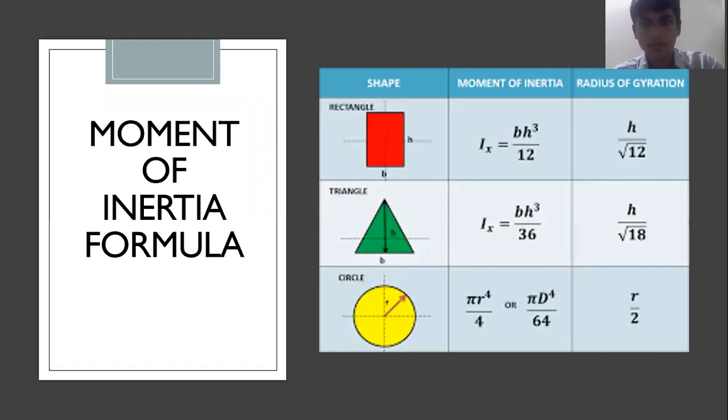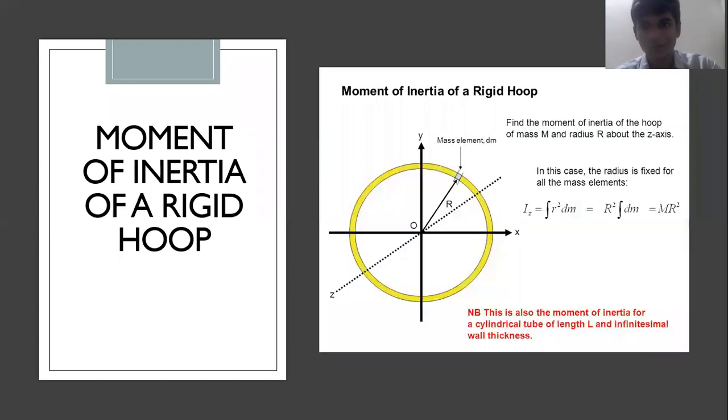Mass moment of inertia formulas. In a rectangle, Ix is equal to bh cube by 12, and k is h by root 12. In a triangle, Ix is equal to bh cube by 36, and k is h by root 18. Whereas in a circle, it is pi r power 4 by 4, or pi d power 4 by 64, and k is r by 2.